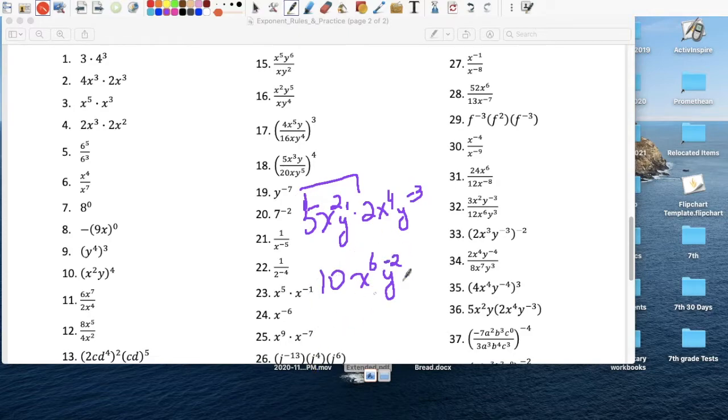Right, so the 10 stays, the x to the 6th power stays, but the y to the negative 2 power, we're going to throw it down here so that it has a positive exponent.